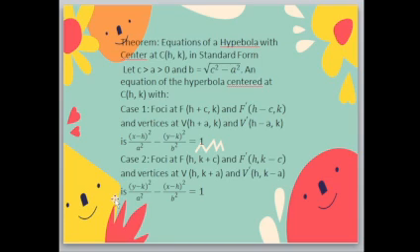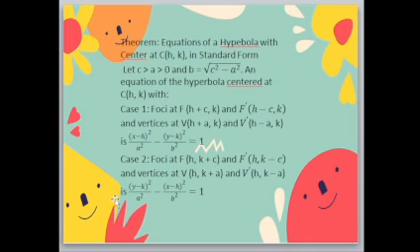Okay, now we will go to the theorem. Equations of a hyperbola with center at (h, k) in standard form. Let c be greater than a, and a should be greater than 0, and b is equal to the square root of c squared minus a squared. An equation of the hyperbola centered at (h, k) with case number 1, foci at the first focus (h plus c, k), and the second focus (h minus c, k).